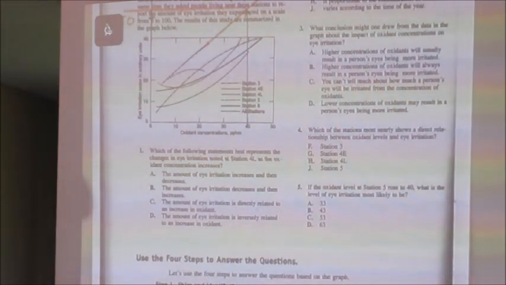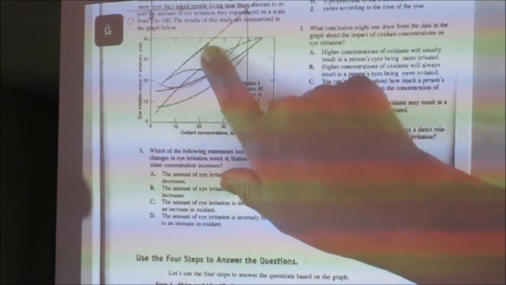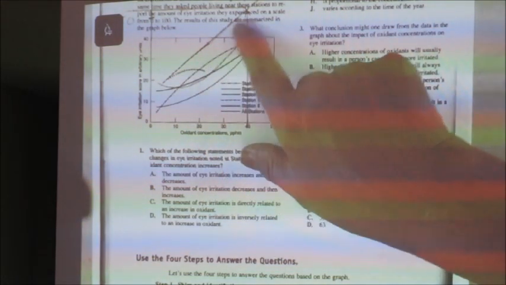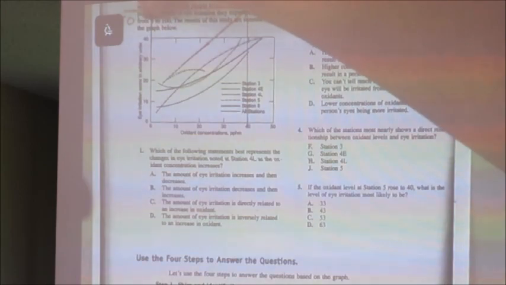If the oxidant level at station 5 rose to 4D, I suggest that on the ACT science exam you take a small ruler with you to the test, because on these extrapolation type of questions you need to draw a straight line and extend your data point, and that's what I did with the orange line. I extended it until it reached the 4D point, and then I went across to the y-axis. And if this is 50, this is 60, you see this is slightly above 50. So the best answer would be 53.